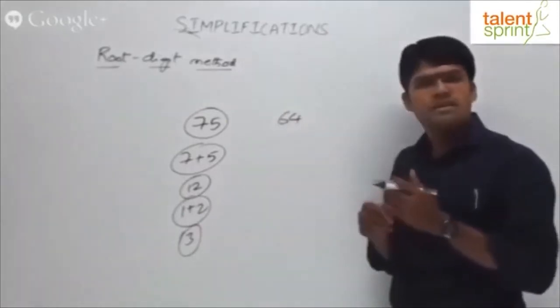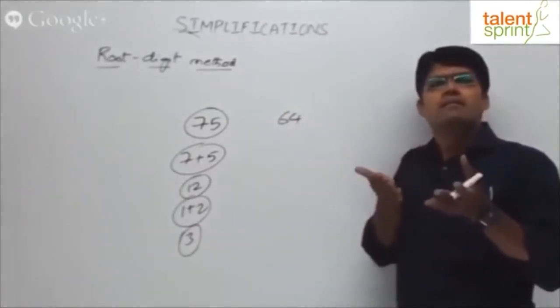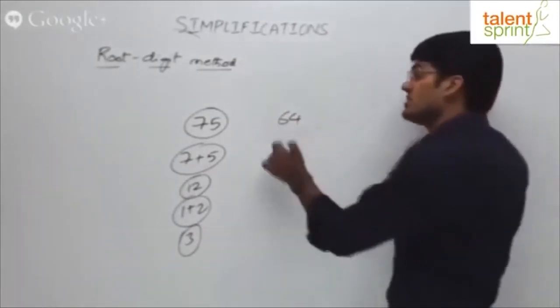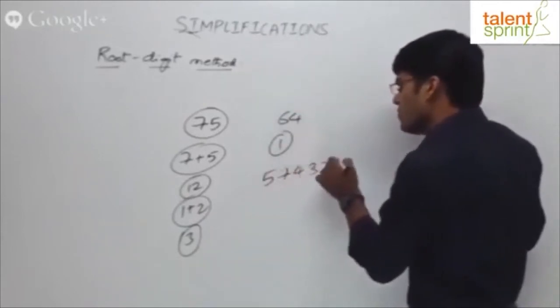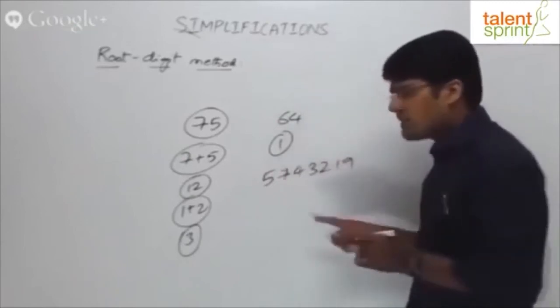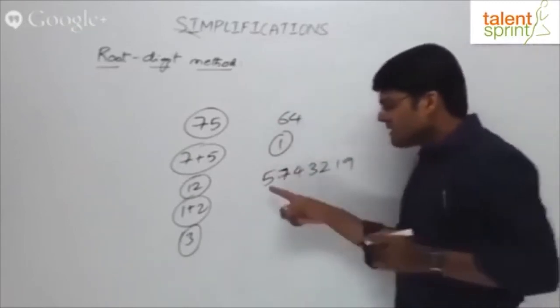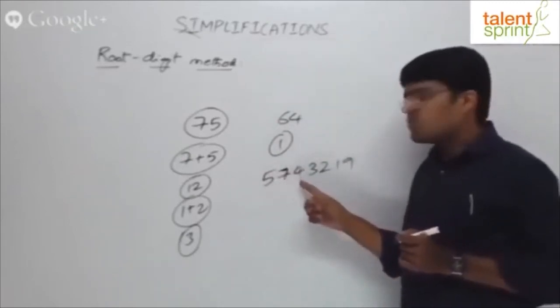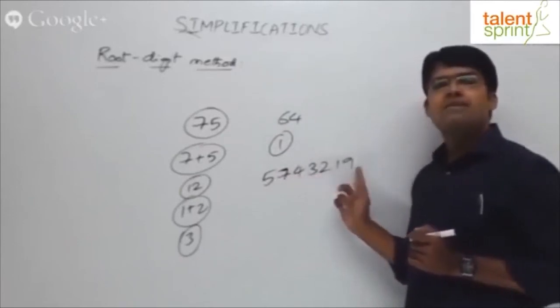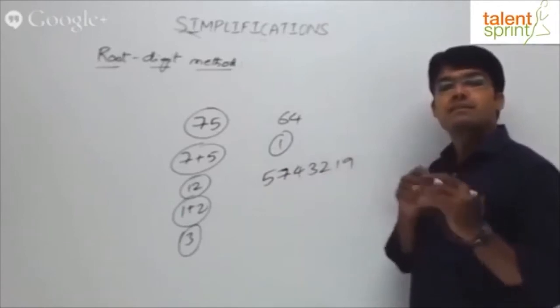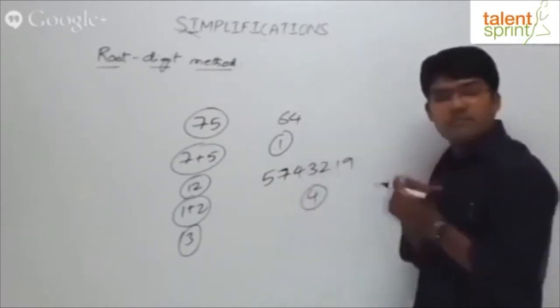Likewise, 64. What's the root digit? 6 plus 4, 10. 1 plus 0. Root digit is 1. If I give you a number 5743219, what's the root digit? 5 plus 7, 12, 12 plus 4, 16, 16 plus 3, 19 plus 2, 21 plus 1, 22 plus 9, 31. 31, 3 plus 1, 4. Root digit here is 4.